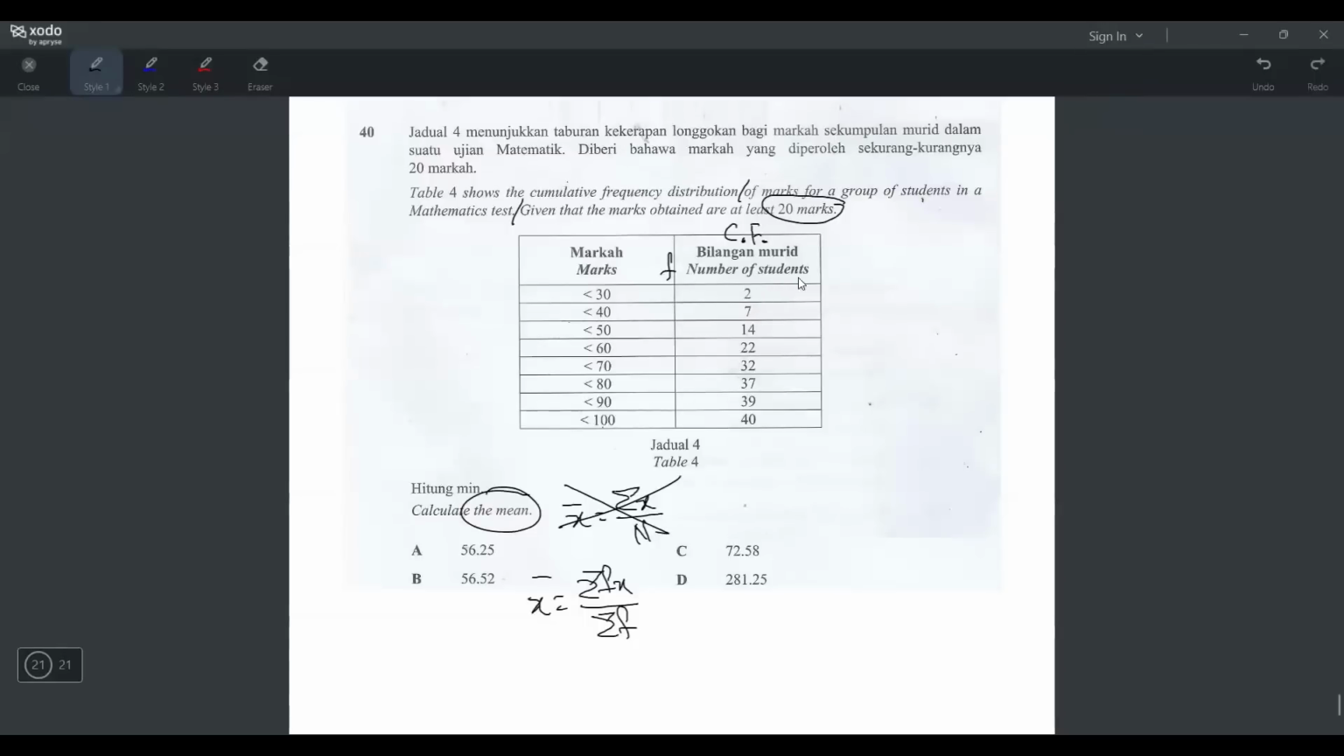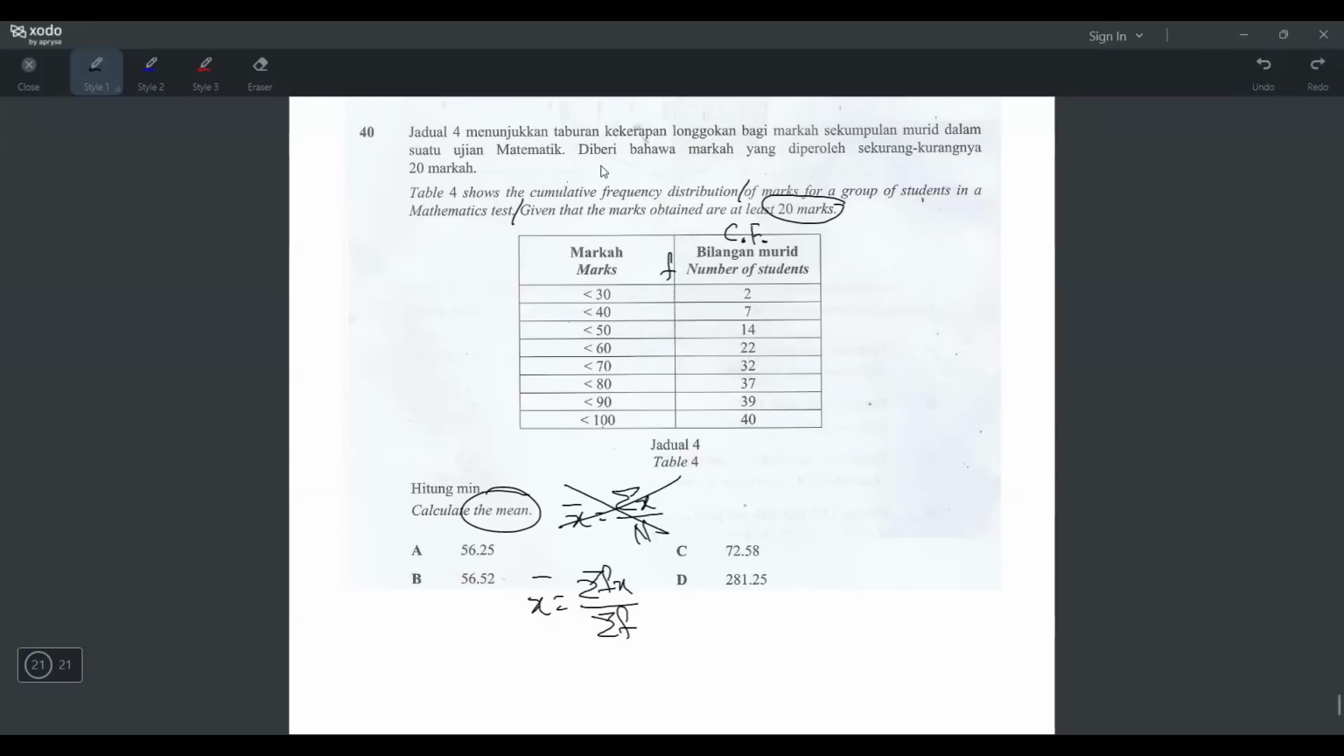So macam mana nak convert jadi frequency? Okay, first of all, you kena understand what is cumulative frequency first. Cumulative frequency is when you take the frequency of that class, tambah all the frequency of all the previous classes. So for example, if I say cumulative frequency is 14, it means this 14 datang daripada dia punya frequency tambah all the frequency before. Let's say another example, cumulative is 32. It means the 32 is actually the frequency of this class plus all the frequency of the previous classes. That's what it means, right?